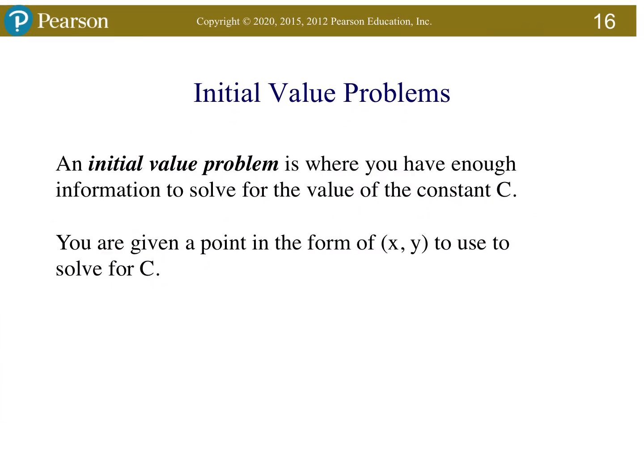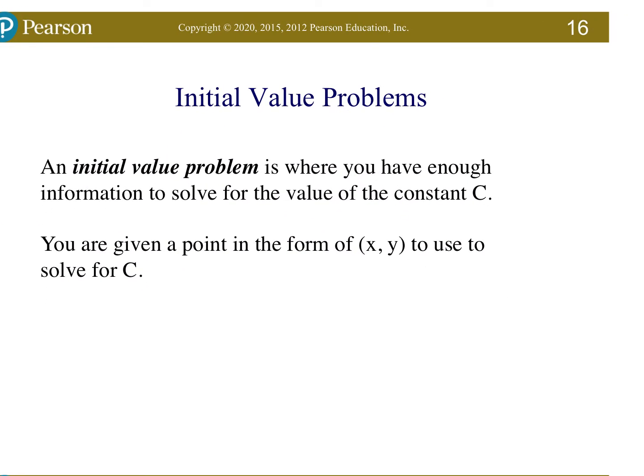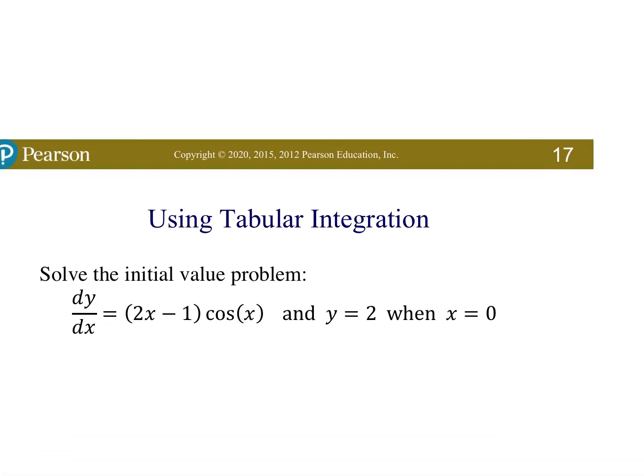All right, another time we work with C is when we have something called the initial value problem. And that's where you have enough information so that you can figure out what the value of your plus C is going to be. So you're given a point in the form of x, y, and we're going to use that to solve for our C. So we're still going to do our tabular integration. We'll have our plus C on the end, but rather than plugging in bounds, we're going to be plugging in a point so that we can figure out the value for C.